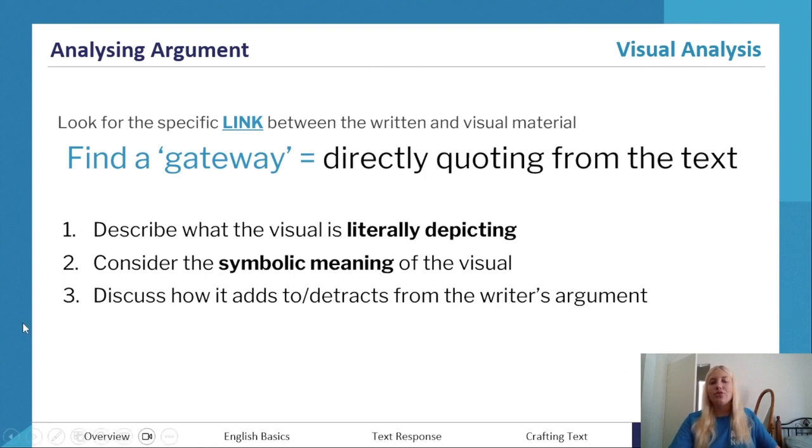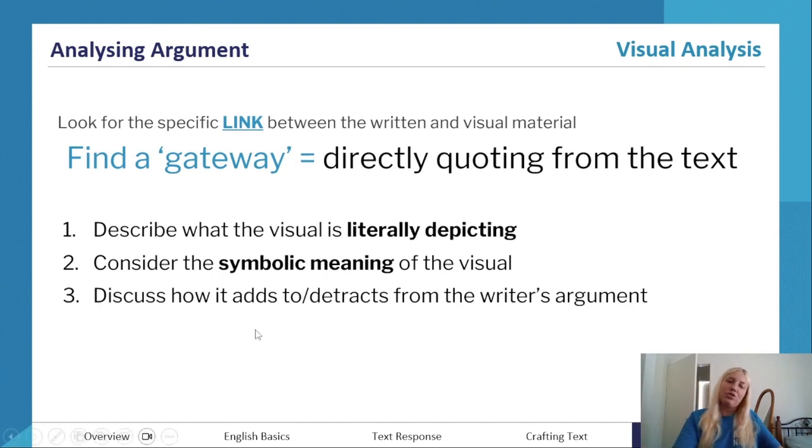Your first sentence should be just to describe what the visual is literally depicting. State what type of visual it is. Is it a caricature, cartoon, diagram? State what type of visual it is and what it literally shows. What do you see in the foreground and the background? Is there any central element, without analyzing anything yet?